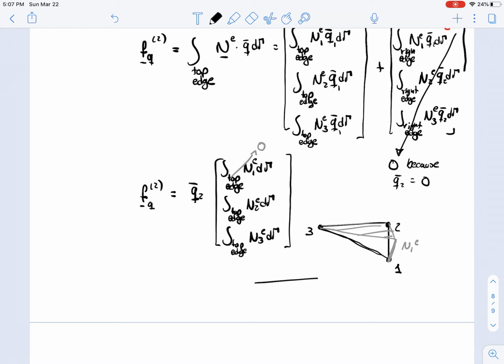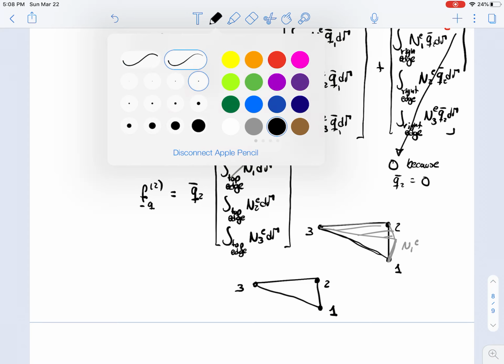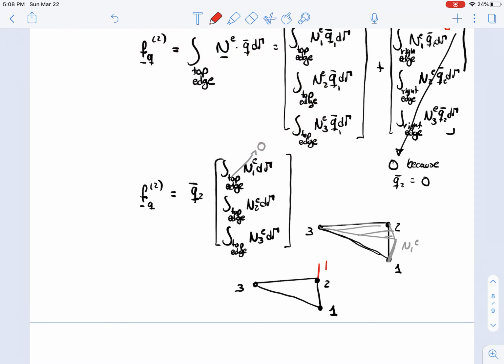Then I'm going to redraw the element one more time. So this is local node number 1, local node number 2, local node number 3. And so for the second element, N2 is 1 at node 2, and it goes to 0 at the other two nodes. But in particular, I want to integrate N2 over this edge. So what I care about is this triangle right here.